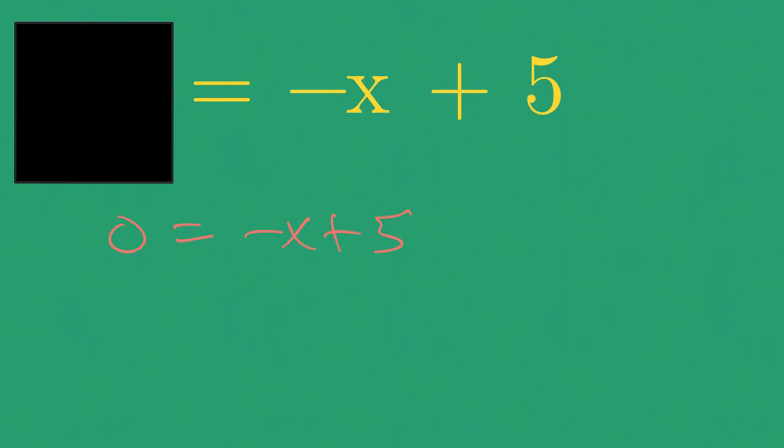And then we've got to solve this little equation for x. Now, there's a couple ways that we can do this. One, if you wanted to, we could take the 5 and move it to the left side. Or, if we take negative x and move it to the left side, what does it become? Positive x.